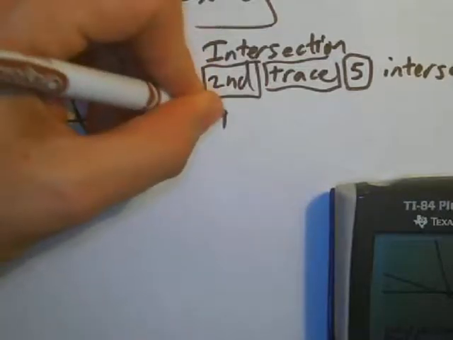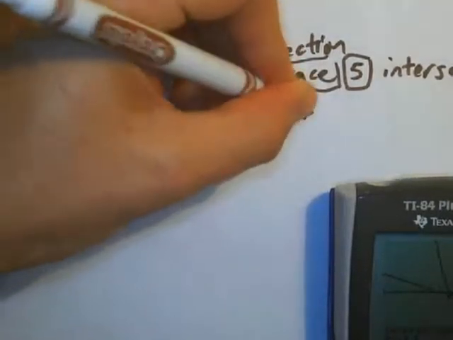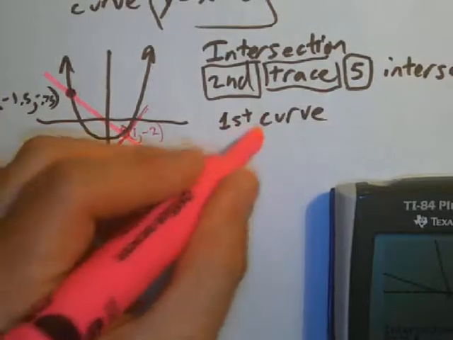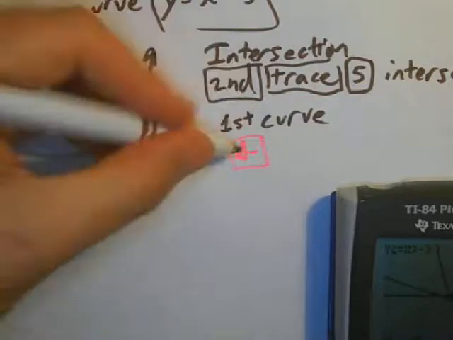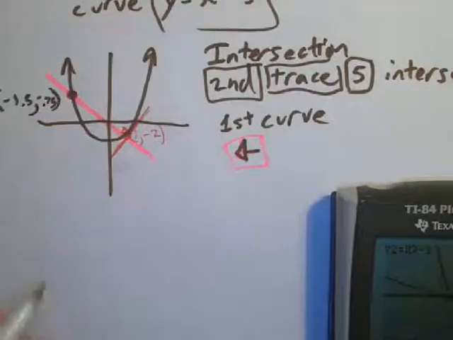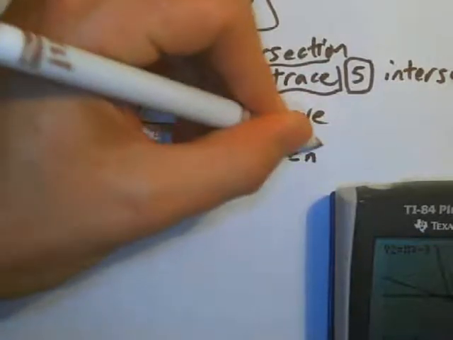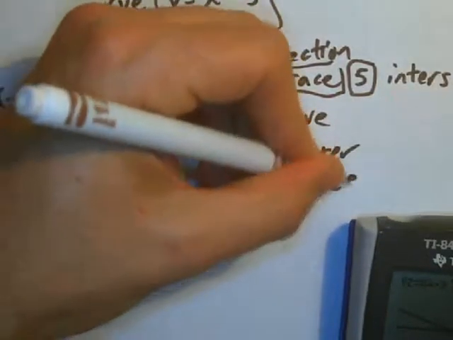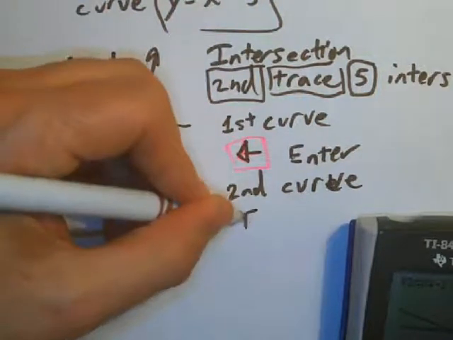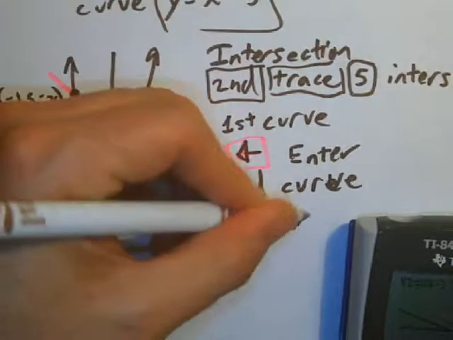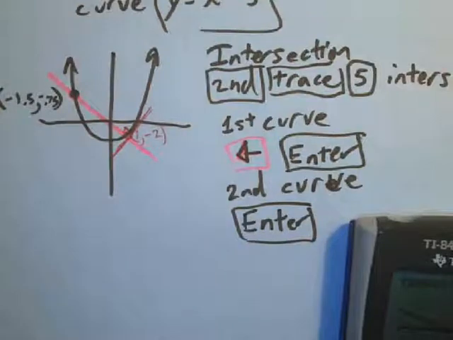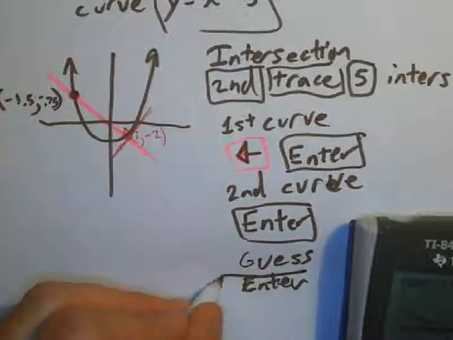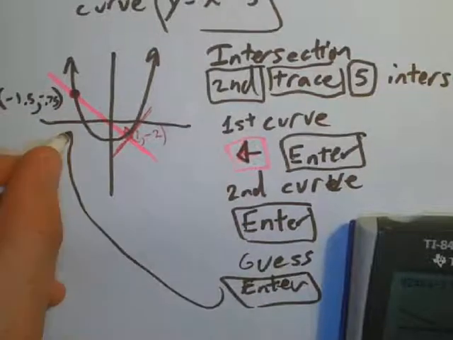It said first curve, then we did the arrow close to it, use the arrow to move it, then we hit enter, then it said second curve, then we hit enter again because it was already close to the dot, and then it said guess, we hit enter, and then we got the coordinates that you see there.